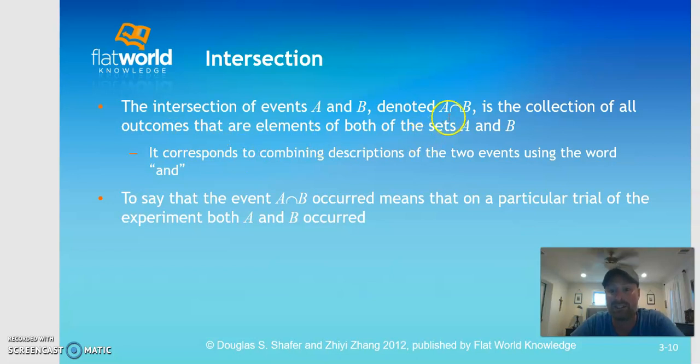Now we have an intersection, which we denote with this upside down U. The intersection of events A and B, denoted A intersection B, is the collection of all the outcomes that are elements of both the sets A and B. It corresponds to combining descriptions of the two events using the word "and." To say that the event A and B occurred means that on a particular trial of the experiment, both A and B occurred. For example, if we had a classroom of students and I wanted to know the probability that a student in the class has blue eyes and brown hair, that would mean that there's the intersection.